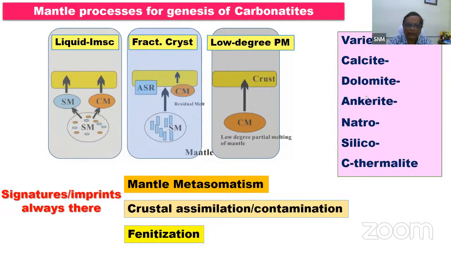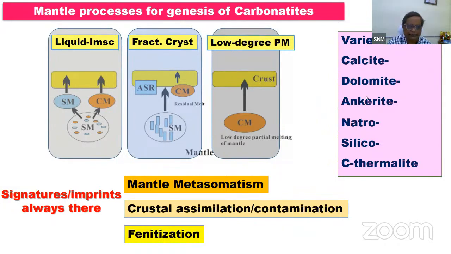Those include liquid immiscibility, fractional crystallization, and low degree of partial melting. Liquid immiscibility is when a melt is generated and then separates into two immiscible liquids. One is a silica melt, another is a carbonate-rich melt, and they get emplaced in one rock. The silica-rich melt becomes the silicate alkaline rocks, whereas the carbonate-rich melt becomes the carbonatite.